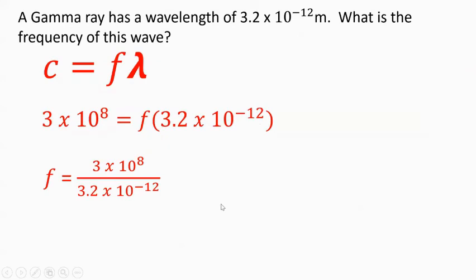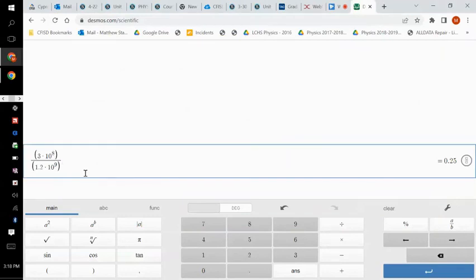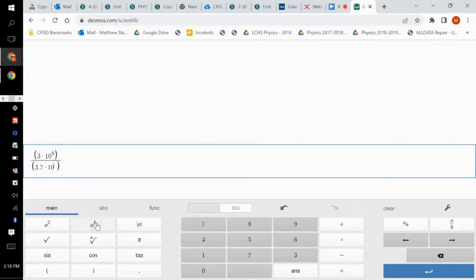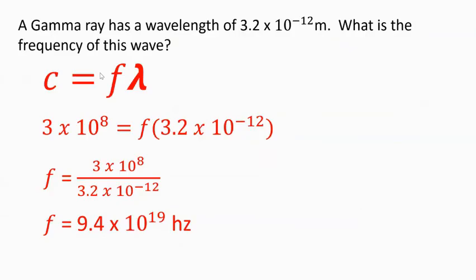To do that, we'll go back to the calculator. We have 3 times 10 to the 8th at the top already. Let's type in 3.2 times 10 to the negative 12. Then you get the value over here. It's a big number, 9.375 times 10 to the 19th. So that's the frequency of the gamma wave. And remember, since gamma waves have a very small wavelength, they have a large frequency.